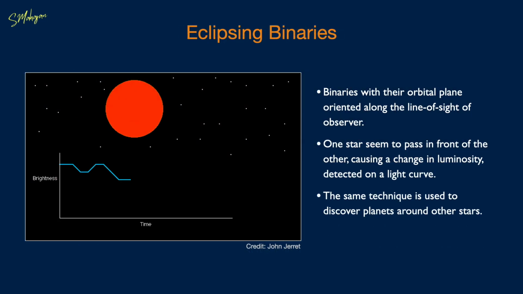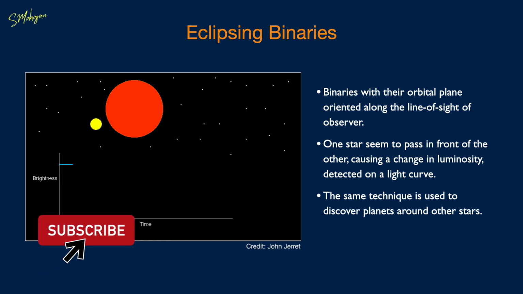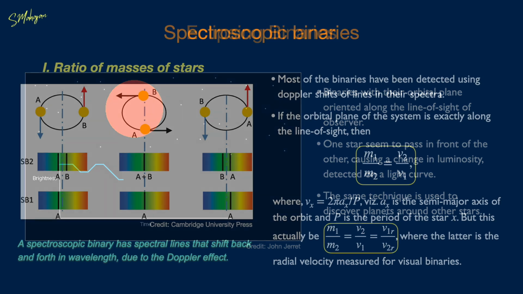When the orbital plane of a binary system is oriented along the line of sight of the observer, one star seems to pass in front of the other, causing a change in its luminosity. If such a star is continuously monitored, periodicity in the change in luminosity is detected. These light curves can then be used to estimate the luminosity, effective temperature, and radius of stars.